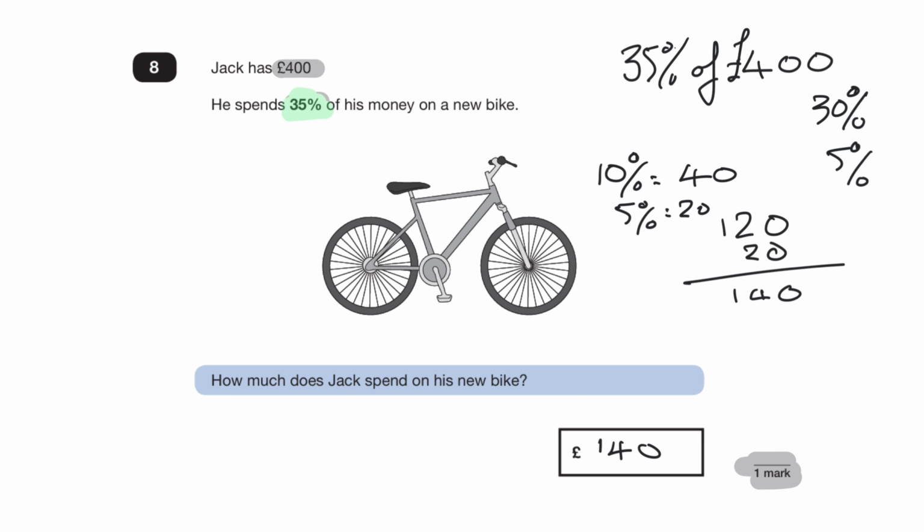He spends 35% of his money on a new bike. So that's very, very straightforward. And again, I've made some mental calculations here and written them down. You could have done this in your head very, very easily. But again, we've got a lovely picture of a bike. We've got all this information down here. We've got information up here. All this question is doing is asking us a question that we would have solved in the arithmetic paper, which is this. What is 35% of 400?